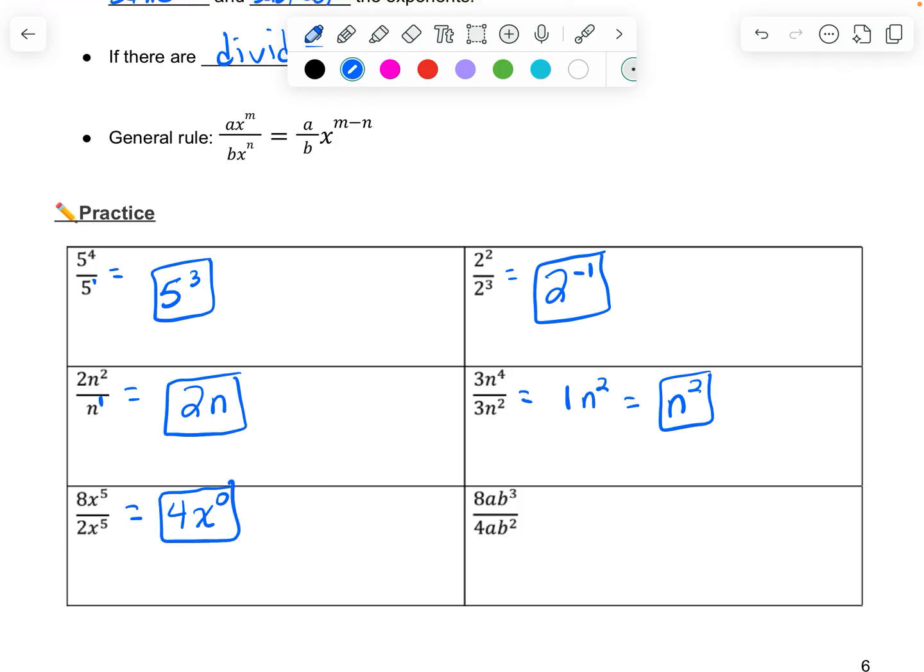All right, and then the last one, 8 and 4 are the coefficients, so 8 divided by 4 is 2. For the a's, we have a to the 1 and a to the 1, so 1 minus 1 is 0. Again, we'll discuss what that means later on. And then b to the 3rd over b squared becomes b to the 1, and we can just leave that as b without the exponent.